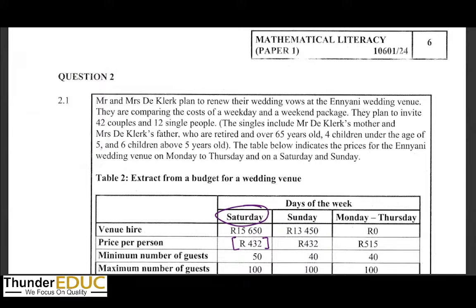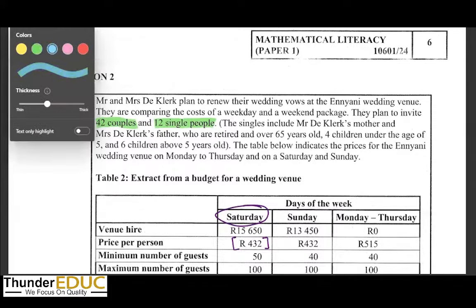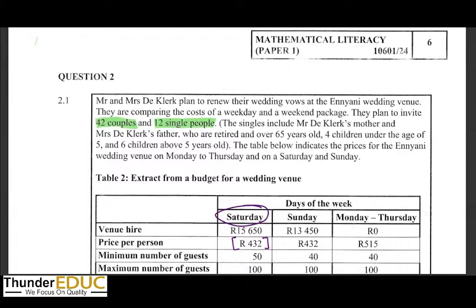42 couples. That simply means 42 times 2, which is 84, plus 12 single people. But of these single people, they have already divided them, because when you look here, we have four children, we have two, the mother and the father, those are two already. So we also have the six. These 12 people are divided into three groups. So we shall find out how many people we are going to invite so far.